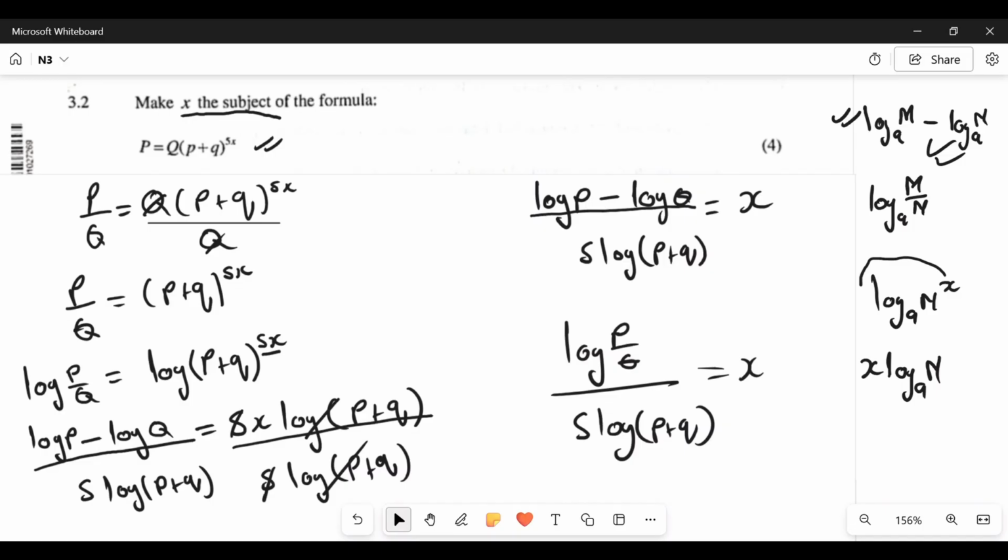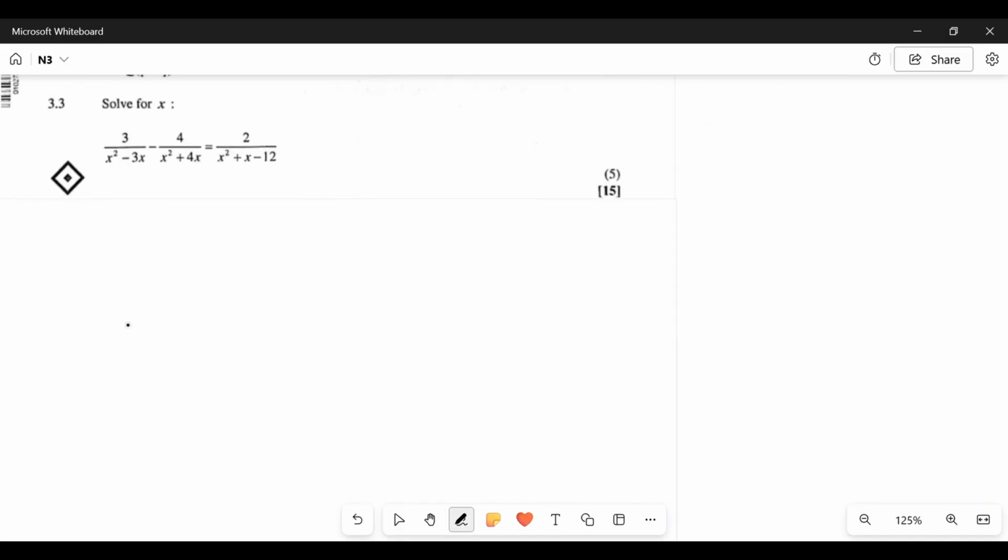All right, people, we are done with 3.2. Let's go and do 3.3. Here is 3.3. Now this question here, they just want us to solve for x. As you can see, we have this expression here underneath. On the left hand side we have 2 terms, and on the right hand side we have 1 term. So let's solve for x.